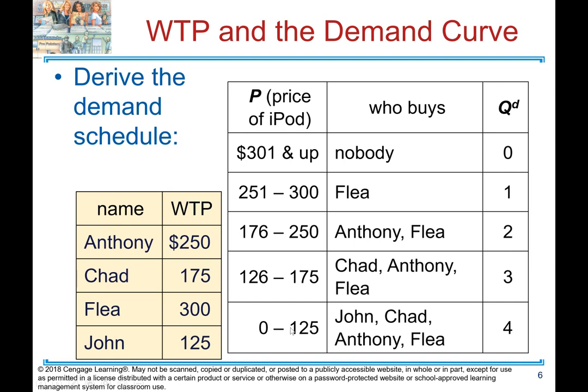If the price goes between $0 and $125, even John will join the market because John's willingness to pay is $125. So all 4 of them will buy an iPod, and 4 iPods will be sold in this market.